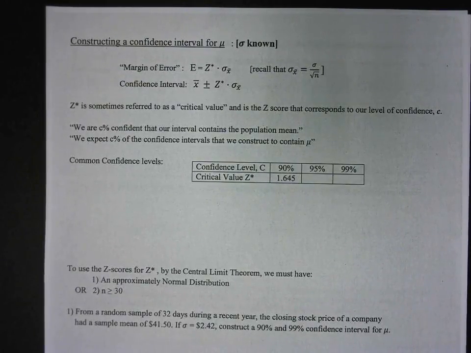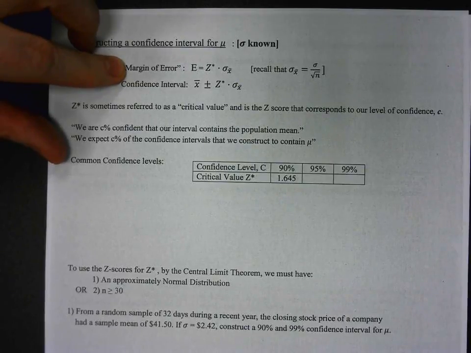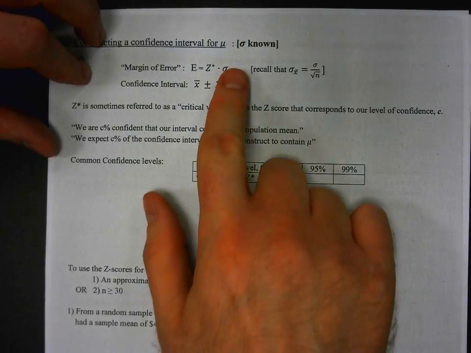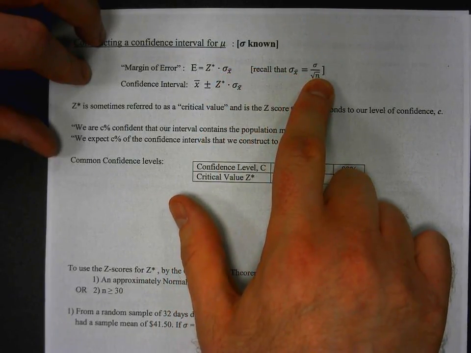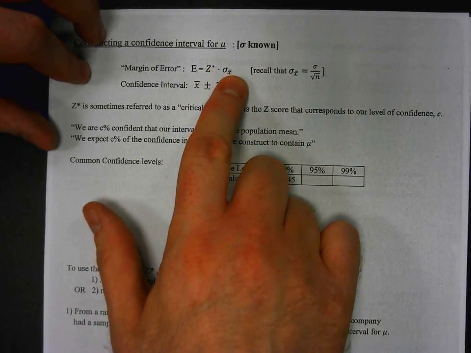In this video, we're going to look at constructing confidence intervals for mu when sigma is known. What we have is a margin of error, which is E equals Z star times sigma sub x bar. Remember, this all hinges on using the central limit theorem after constructing a sampling distribution of sample means. And sigma sub x bar is equal to sigma over square root of n. So the margin of error is Z star times sigma sub x bar.